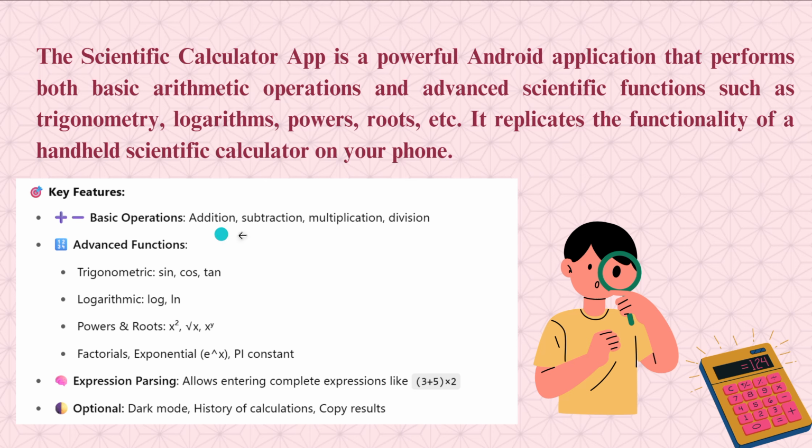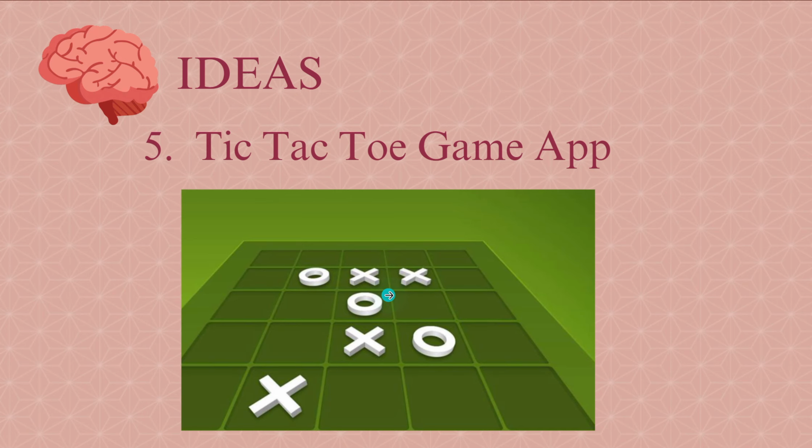Basic operations are addition, subtraction, multiplication and division. You should include these key features in your app while you are developing it. And advanced functions you can implement. And optional one is dark mode or light mode, like that. In that way you can implement your scientific calculator, right?